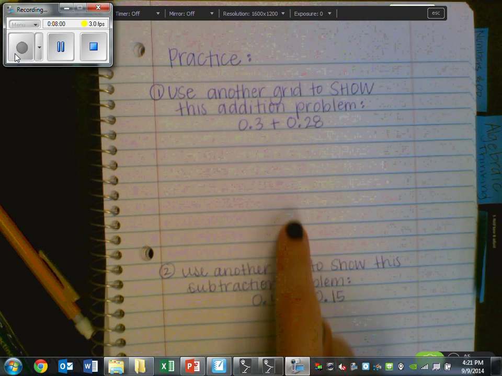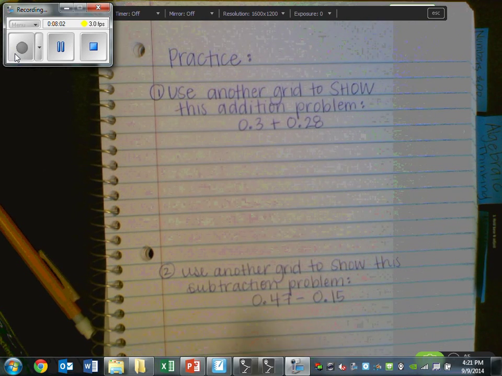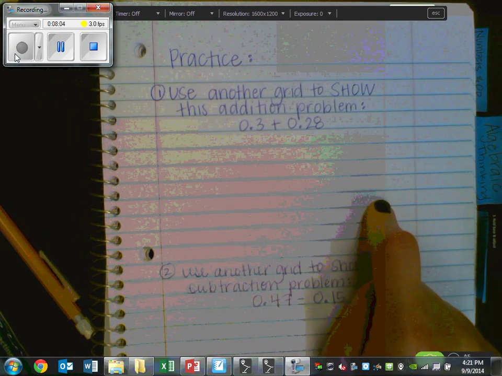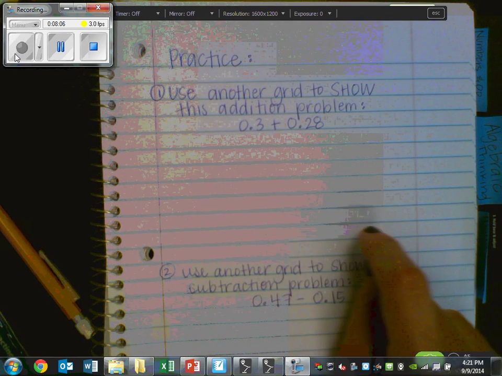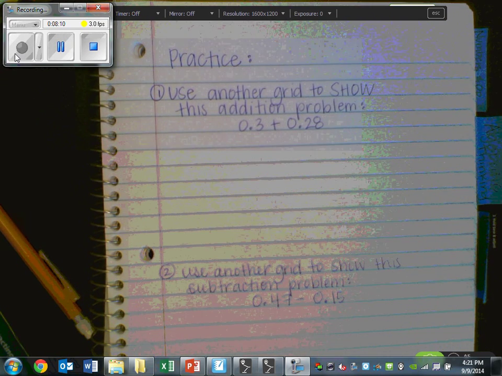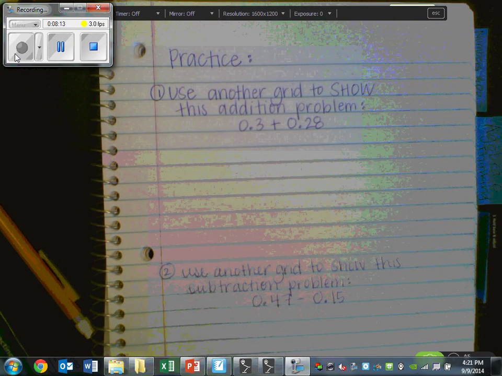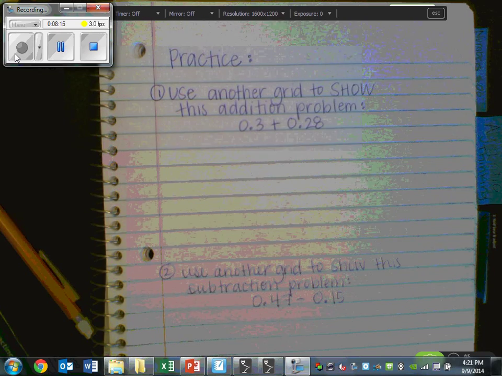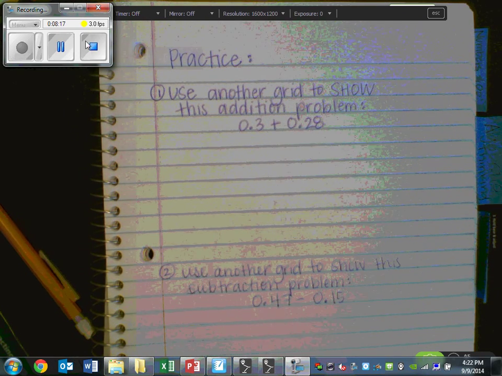These are the two problems we will go over in class tomorrow. Again, glue a grid down, write the equation with the answer, and model it by coloring in the grids. Okay, you can pause or rewatch any part of the video that you need. Make sure you have all the notes, and I will see you tomorrow.